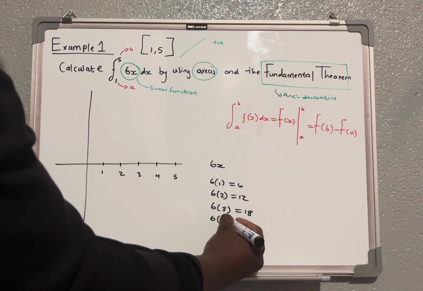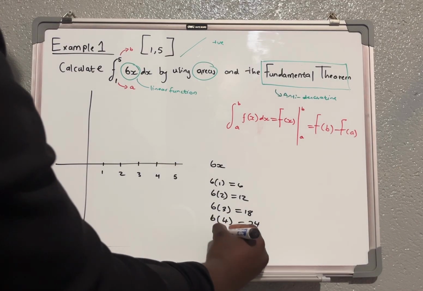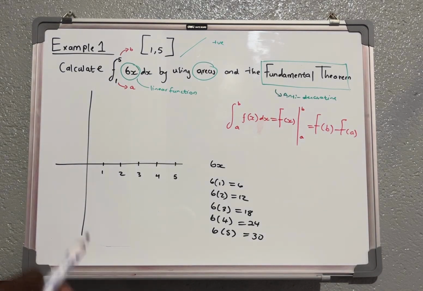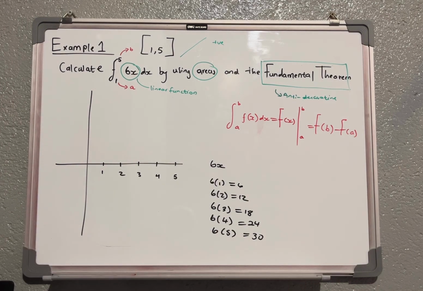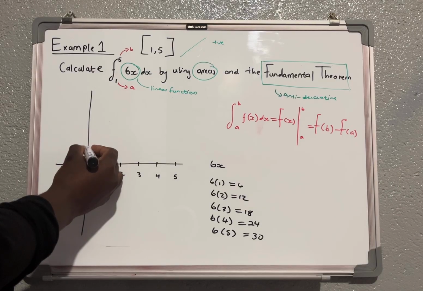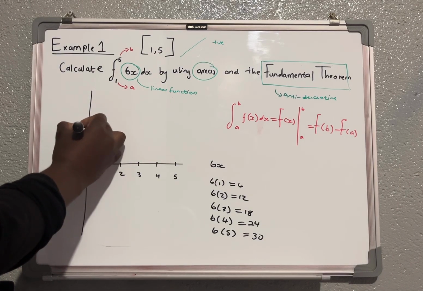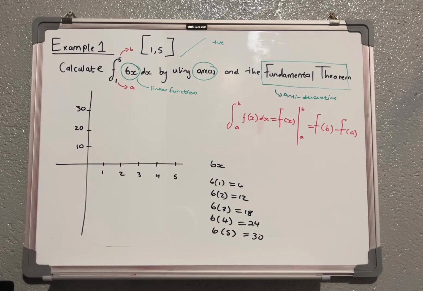Then 6 by 4, this is 24. Then 6 by 5, this will give us 30. So this helps us in such a way that we can use multiples of 10 on the y-axis. So here we can say we have 10, here we have 20, then here we'll say we have 30.